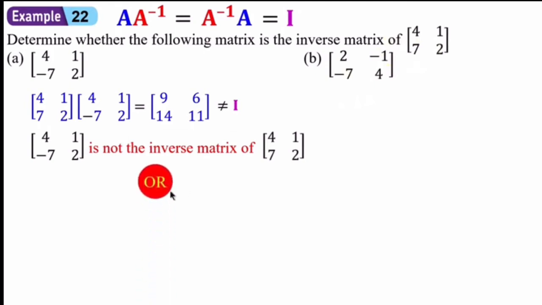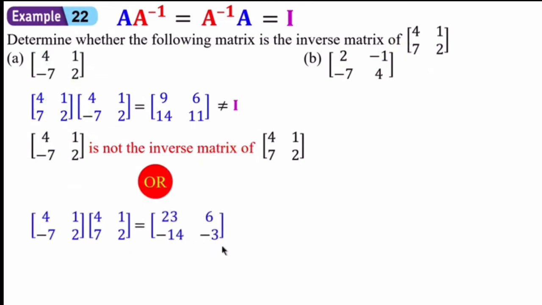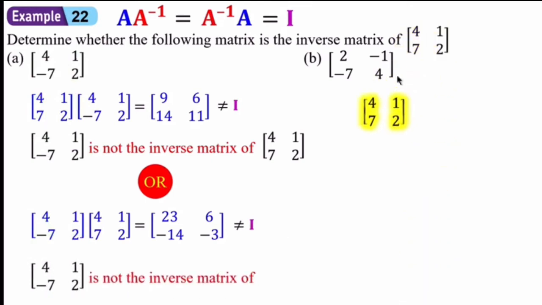Or we can say that we take [4, 1; -7, 2] and multiply with [4, 1; 7, 2], and the result again is not the identity matrix. So hence, the conclusion is [4, 1; -7, 2] is not the inverse of [4, 1; 7, 2]. Alright, so that's how you determine whether the matrix given is the inverse matrix or not.